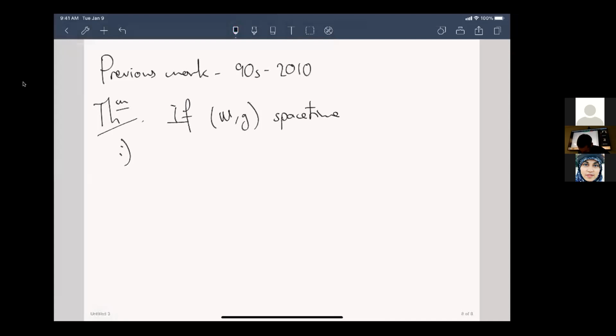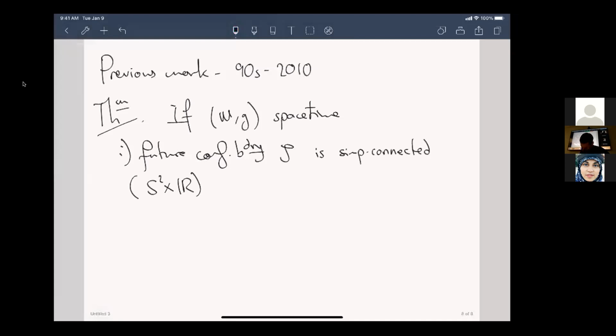with future conformal boundary, scri, which you can call scri plus if you like, that is simply connected. In fact, we'll take something even simpler. In general, we take it to be S2 cross R. Certainly that's what it is in Schwarzschild or Kerr. Then the null convergence condition holds, so N^a is null. You could take some average version if you like, and average means along a geodesic.